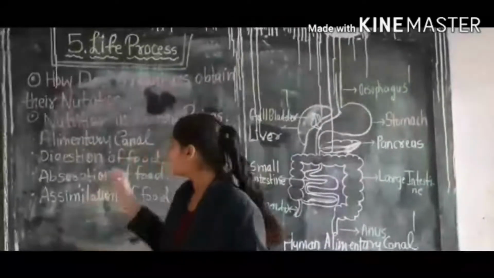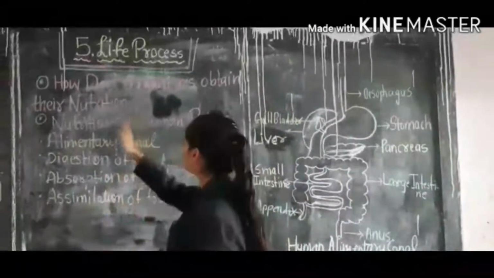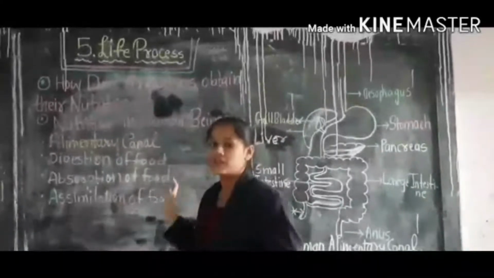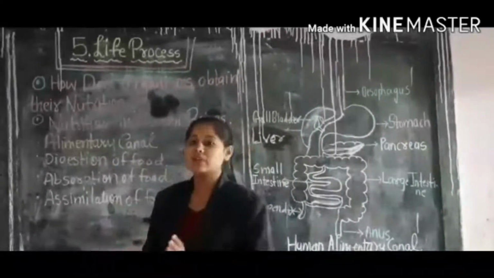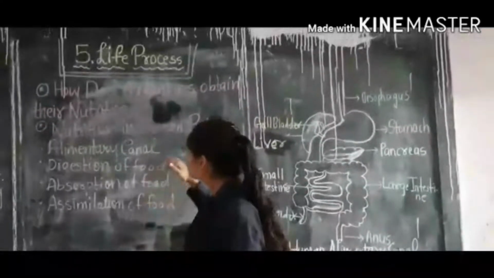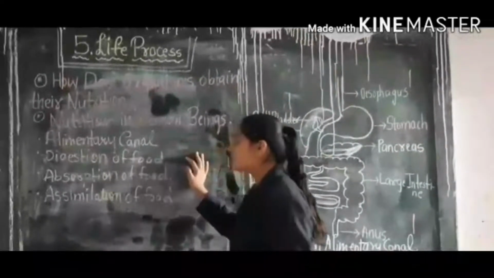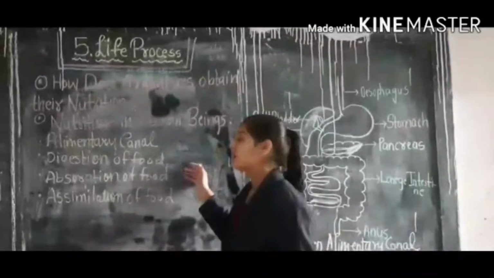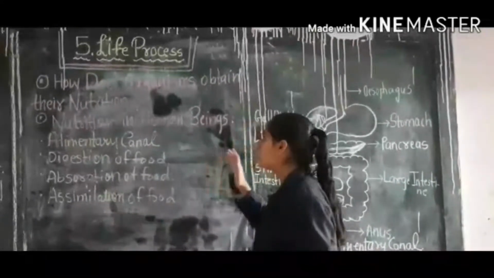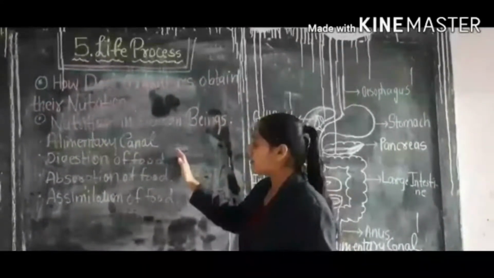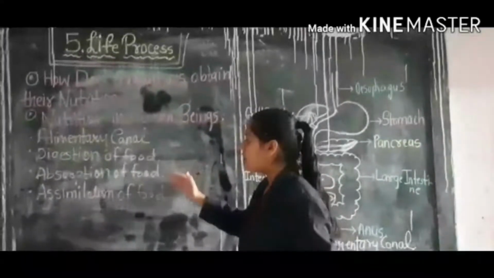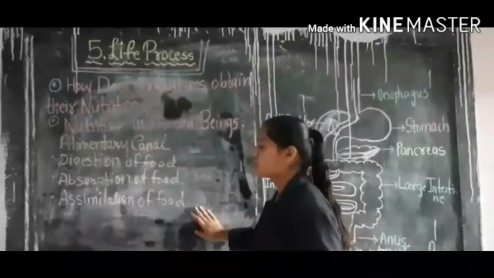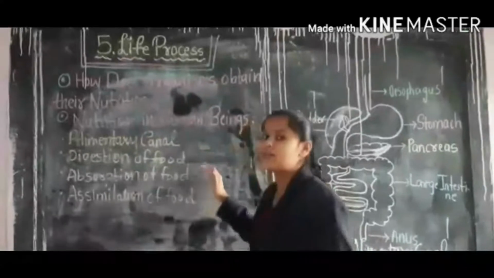Now we are going to take a very interesting topic. How do organisms obtain their nutrition? How do organisms take their food and utilize it? So first we will see nutrition in human beings. Some steps and some organs are involved in the nutrition of human beings. They are the alimentary canal, digestion of food, absorption of food and assimilation of food. We will see this whole part step by step.